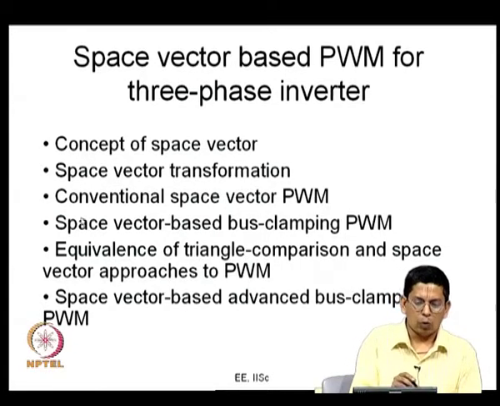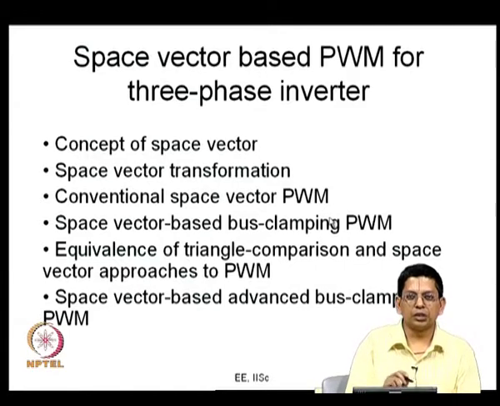So, this is what I would call the most important method using the space vector approach. And there are alternative space vector based approaches. This bus clamping PWM, you recollect that the discontinuous PWM or bus clamping PWM, which we discussed in the earlier module using triangle comparison methods, we will now discuss in this module also. How to produce this bus clamping PWM, not by comparing triangular carriers and a modulating signal, but from the space vector approach is what we would also be looking at now.